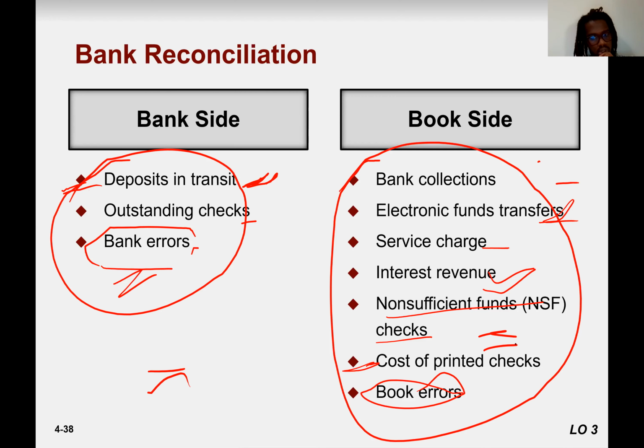So a bank reconciliation statement is made to see that our cash book balance is equal to our bank side balance after accounting for adjustments, right? Here we go.